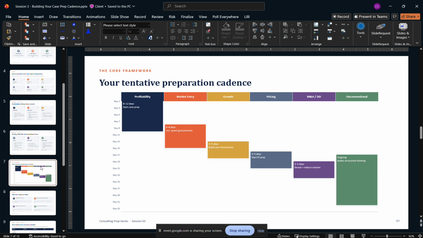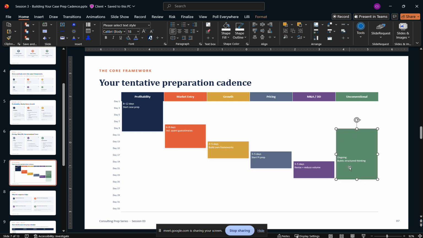Like I'd mentioned, your profitability takes the maximum amount of time. And I'm so sorry, this unconventional also does not need to be so late. You started somewhere here. As you start feeling more comfortable with market entry and with profitability, you start doing unconventional. You don't need to wait till the end to do unconventional cases at all. Start building them as early as you want to and start testing your creative thinking with that. Any questions, any reactions to this? I'm going to take a pause here for you to absorb this for a few seconds.